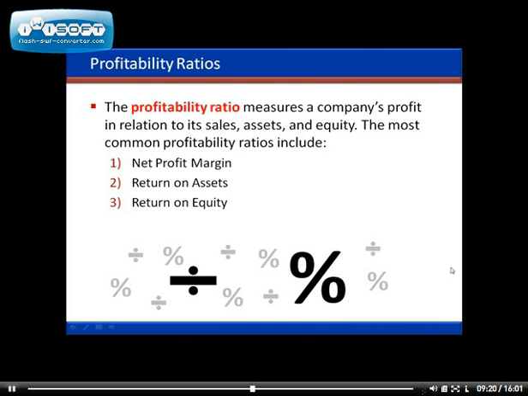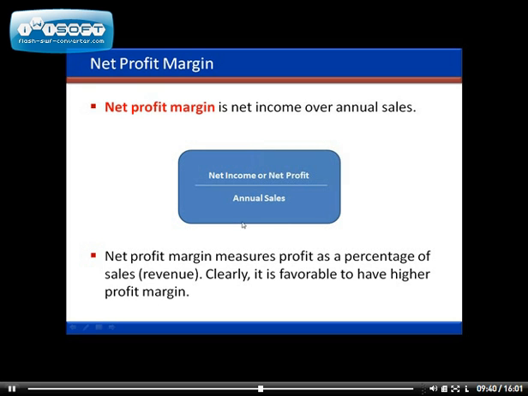Alright, profitability ratios. The profitability ratios measure a company's profit in relation to its sales, assets, and equity. And the most common profitability ratios are net profit margin, return on assets, and return on equity. So let's look at net profit margin. The profit margin is the net income over annual sales, and we get both of these figures from the income statement. And net profit margin measures profit as a percentage of sales or percentage of revenue, and clearly it's favorable to have a higher profit margin.